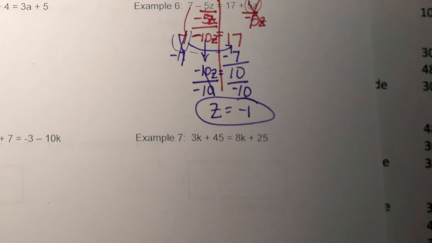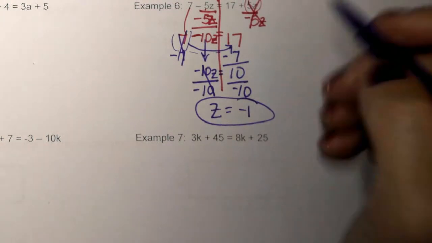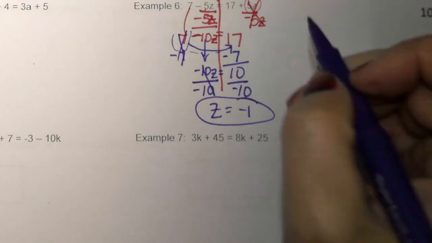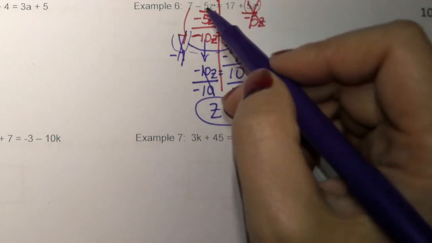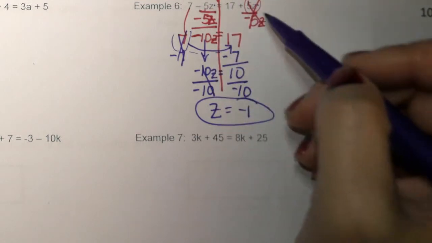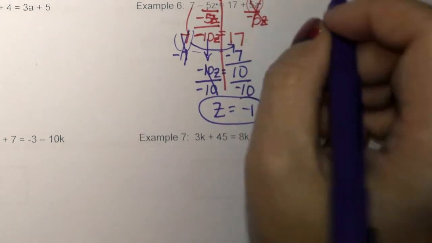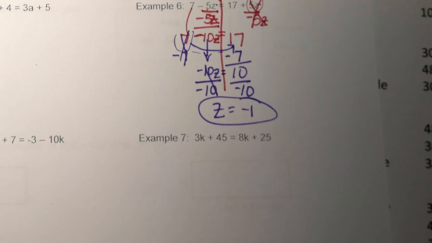Now, just like in any equation, you can go back and check to see if you got it right by plugging in a negative 1 every time you see a z into your calculator. You can just do 7. Let me show you. I'm just going to plug in a negative 1.